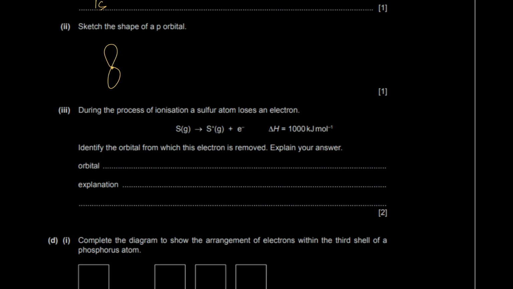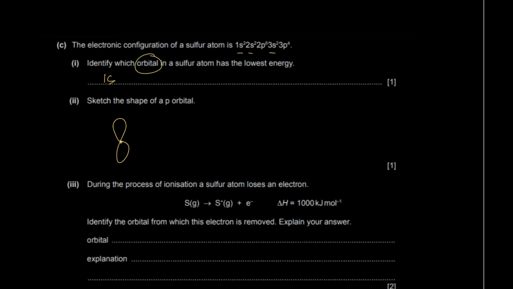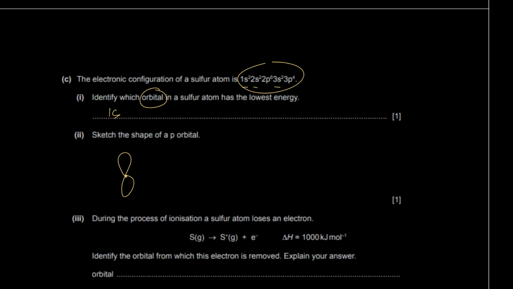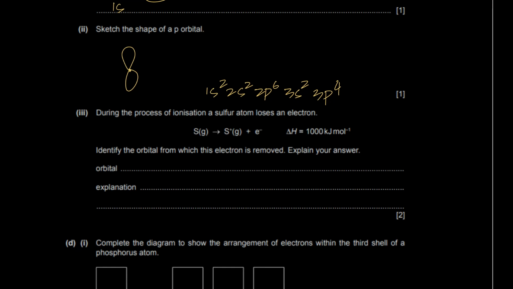Okay. During the process of ionization, a sulfur atom loses an electron. Identify the orbital from which this electron is removed. Explain your answer. So he's also even giving you the electronic configuration of sulfur. It's 1s2, 2s2, 2p6, 3s2, and 3p4. Where would the electron be lost from? Which orbital? It's the p orbital. Which p? The 3p. So explain it.